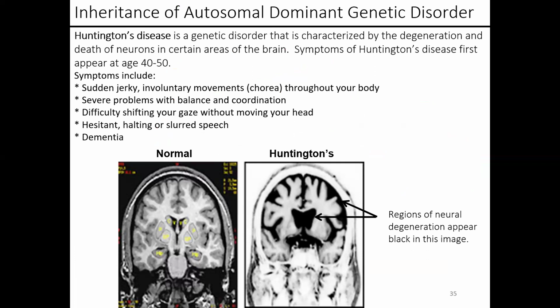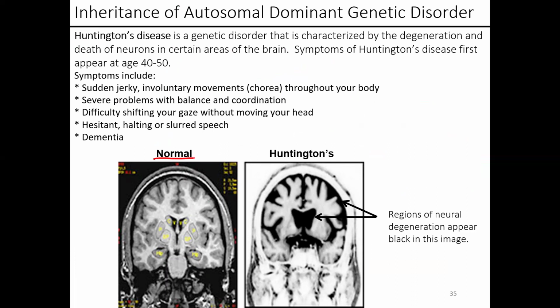All right, so we're going to look at another example of this: Huntington's disease. Huntington's disease is a genetic disorder characterized by degradation and death of neurons in certain areas of the brain. Some of the symptoms include sudden jerking, involuntary movements throughout the body, severe problems with balance, coordination, difficulty shifting your gaze, moving your head, hesitating, slurred speech, dementia, all of those things.